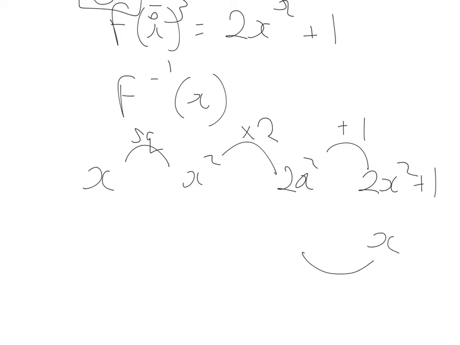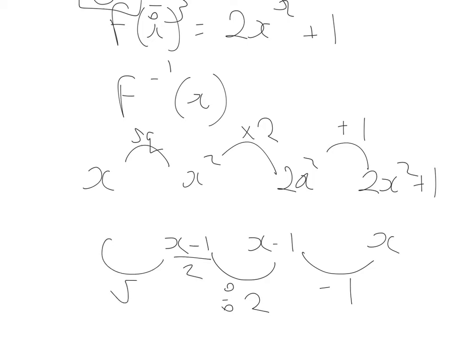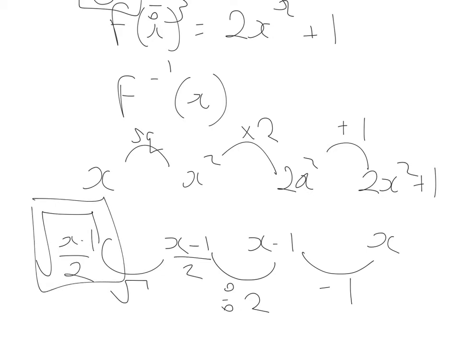So again we start with x, but let's start to undo things. So undo plus 1, x minus 1. Then it's divide by 2, which will give me (x minus 1) over 2. The opposite of taking the square is taking the square root. So my final answer to this one would be the square root of (x minus 1) over 2. And that then would be the inverse function to 2x squared plus 1.